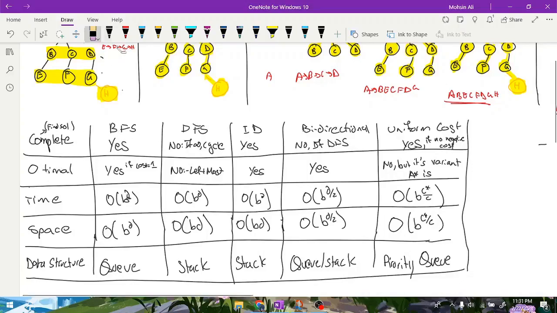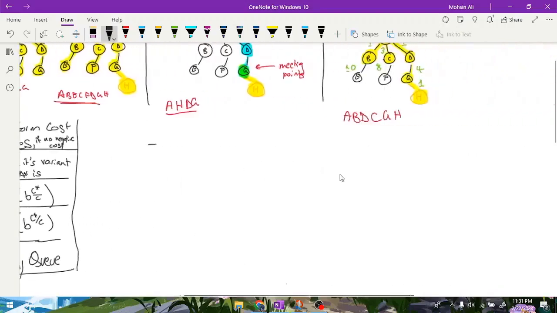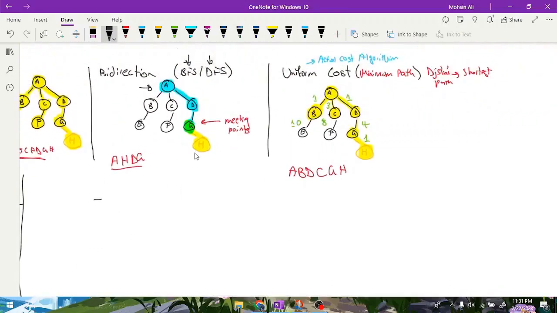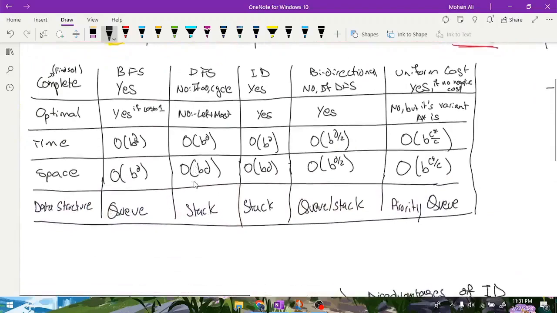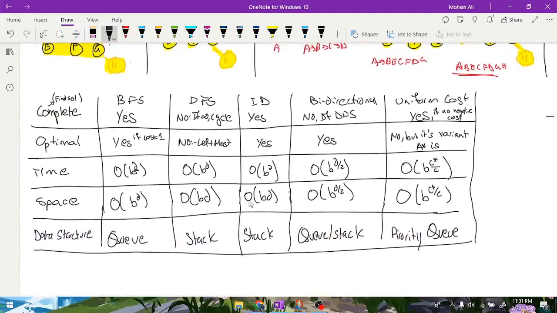Is it optimal? Yes, it is optimal. It will always give you the shortest path because, again, if you're applying BFS with a cost of 1 and you're applying it on both the sides, you would always find the best path. Okay, what is the time complexity?